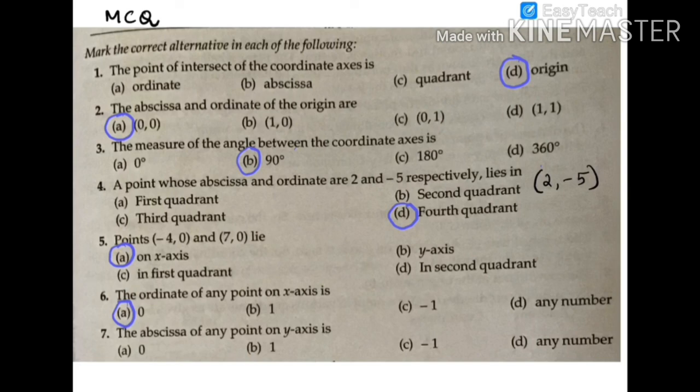Question number 7. The abscissa of any point on the y-axis. A point that is on the y-axis will have its x coordinate 0 and the x coordinate is called the abscissa. So it is going to be 0. So option A is the correct answer.